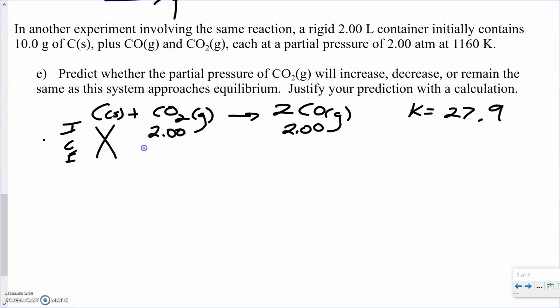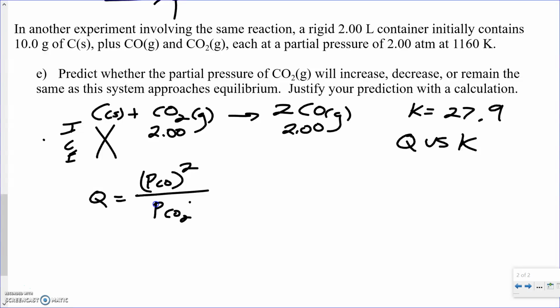So now we hit that stuck point. Which way is X going? Are we going to be adding X to the carbon dioxide side, or are we going to be adding X to our carbon monoxide side? Well, let's see if we remember how to do this. Remember, this is where we compare Q versus K, because we don't know which direction it's actually going to shift. So we calculate Q, which, remember, is the same exact equation as our K value. The only difference is we can't call it K because we don't know if it's at equilibrium.